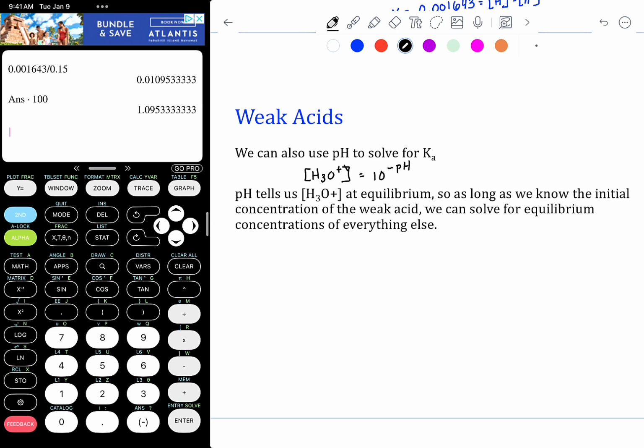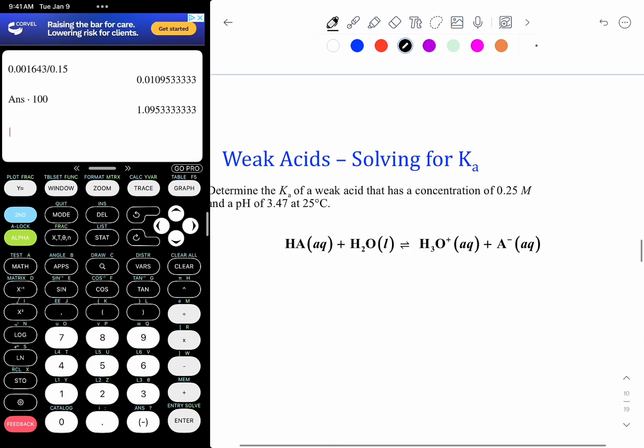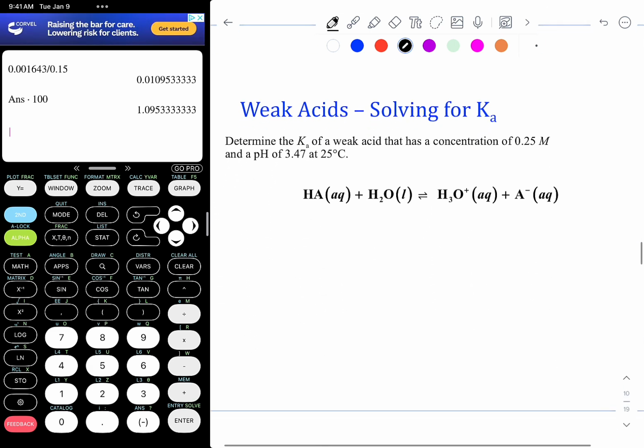So again, these are problems that you've done before. We just have to take maybe an extra step at the end or an extra step at the beginning now that we have this new knowledge about acids and bases. So let's practice that. Here we want to determine the Ka of a weak acid that has a concentration of 0.25 molar and a pH of 3.47 at 25 degrees Celsius.